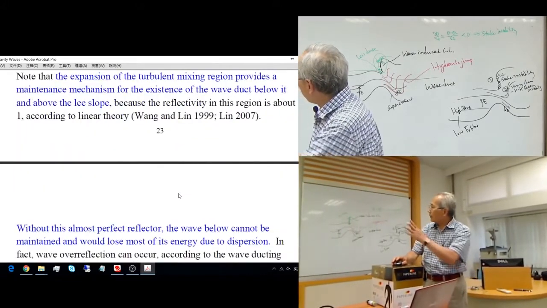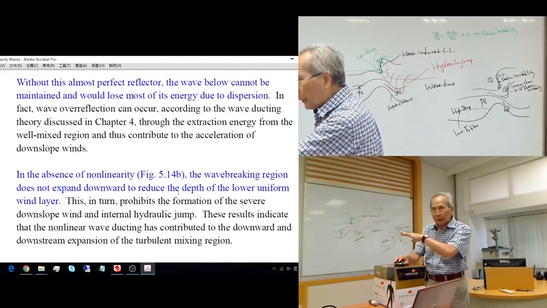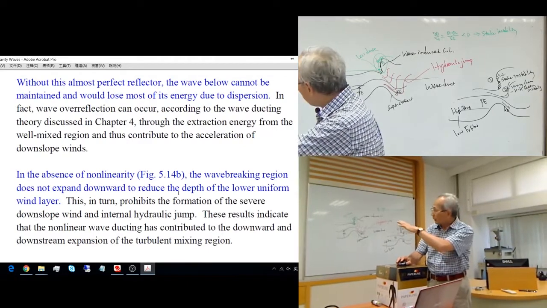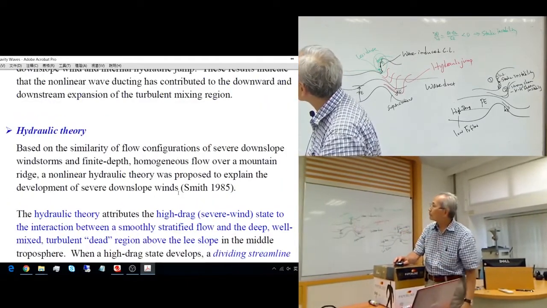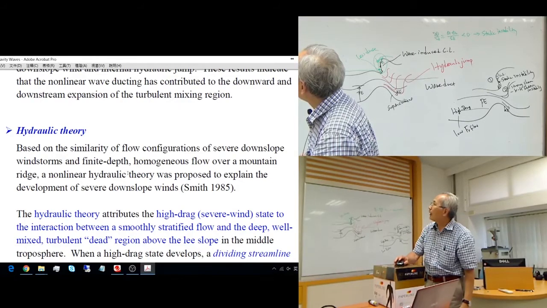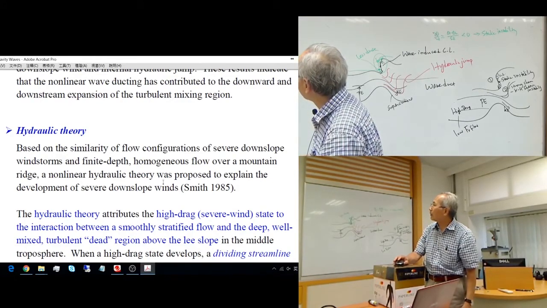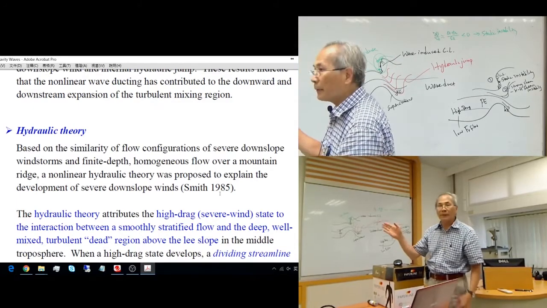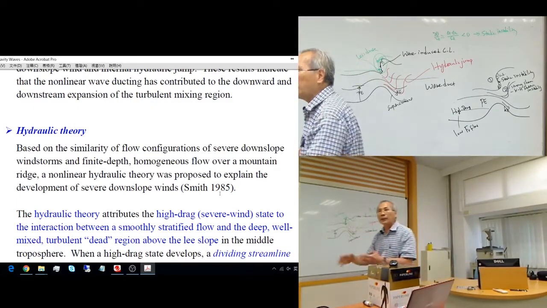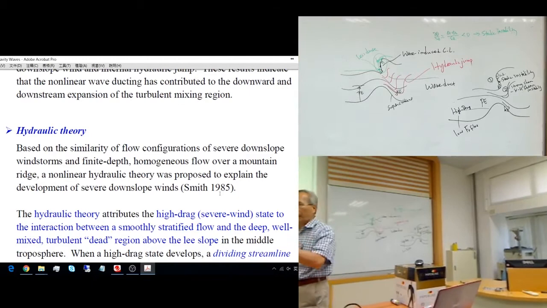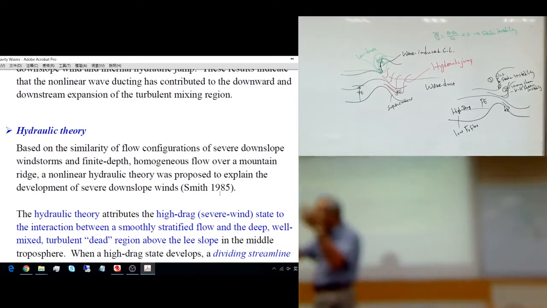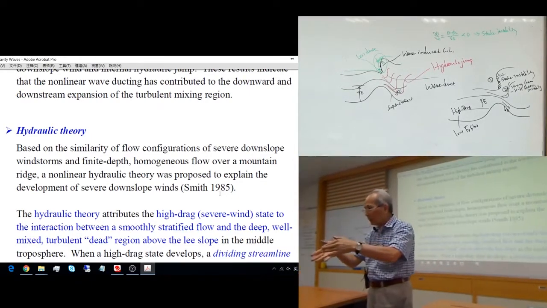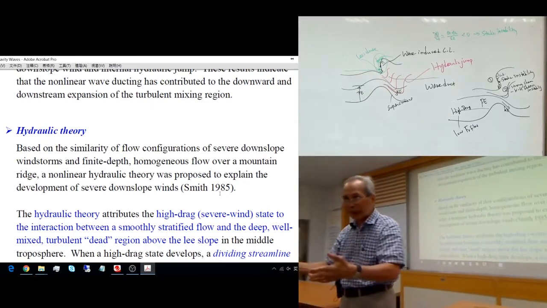I will probably let you read it. It shouldn't be difficult to read. There are no equations. And then the hydraulic theory, that's dated by Smith, 1985. At this time, he's not the first one to propose it, but he's the one who theorized it. Theorized means he's the one who put the concept into equations, so it became a theory.